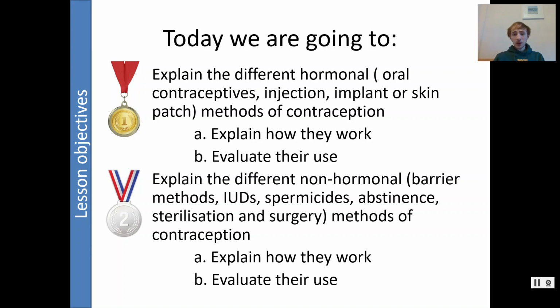So today, we're going to talk about 2 different types of contraception: hormonal contraception and non-hormonal contraception. Now, I am going to ask you to do a little bit of independent research as part of this task. I'm going to give you some paperwork to use, and hopefully that'll be effective for you.